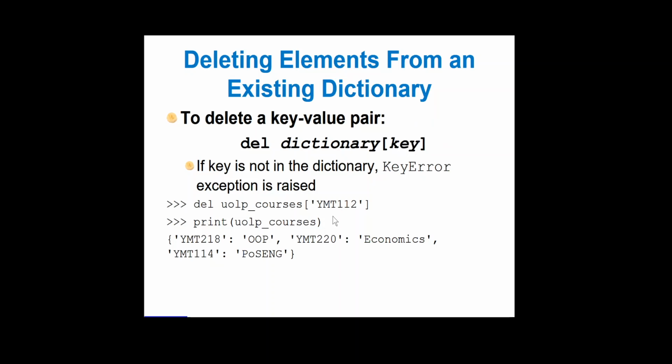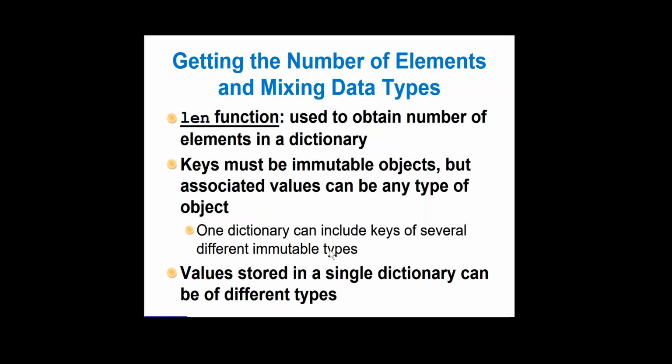So look at this. We added 112. Imagine I want to delete it. So I use del ULP courses, then I provide the key. It will delete the key value pair in my dictionary. So this is the idea. Now look, when we try to reprint the whole thing again, we will find our key value pair gone. That's an element that we have just deleted. So we were interested in deleting it, and we just deleted it from our dictionary.